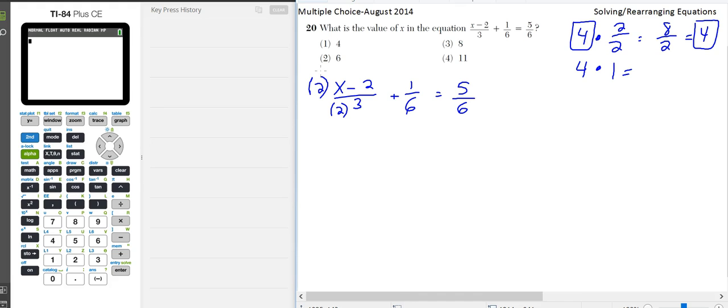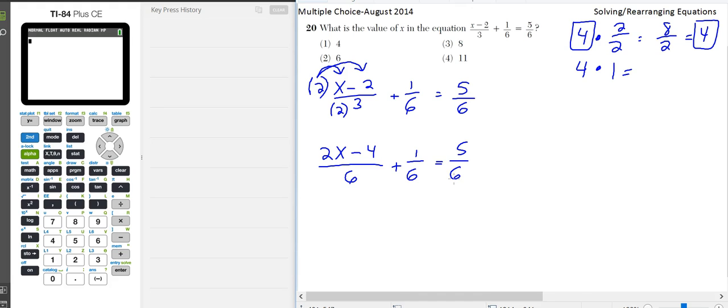So here we can multiply 3 by 2 as long as we multiply the numerator also. But we're going to have to distribute the 2 in the numerator. Since it's a binomial, we have to distribute it over the x and over the negative 2. So 2 times x is 2x. 2 times 2 is 4, so it becomes (2x minus 4) over 2 times 3, which is 6. Then we have to bring down the rest of the equation: plus 1 over 6 is equal to 5 over 6.